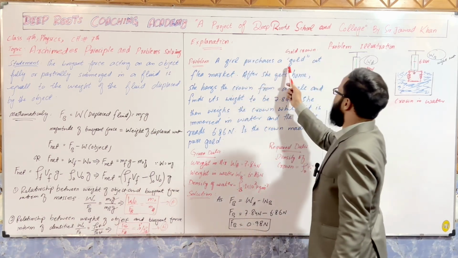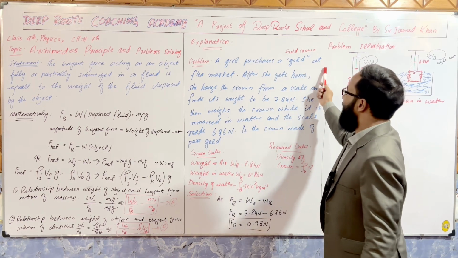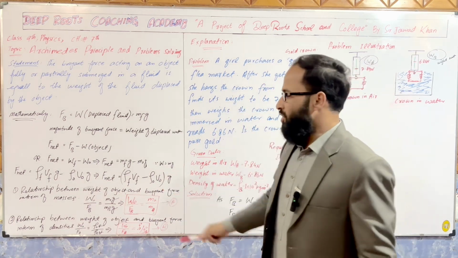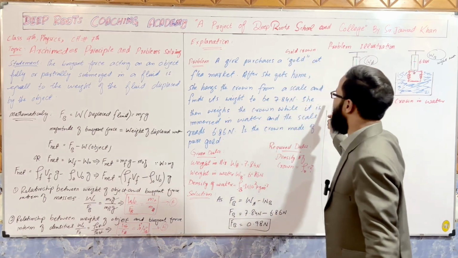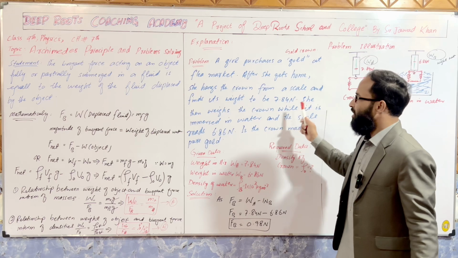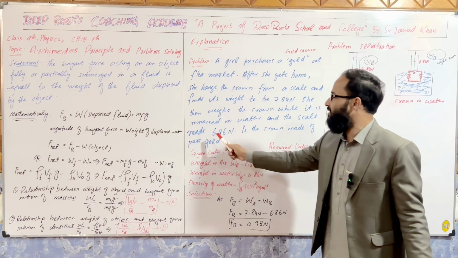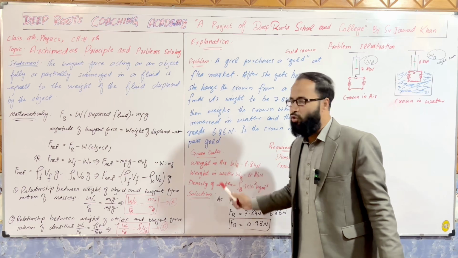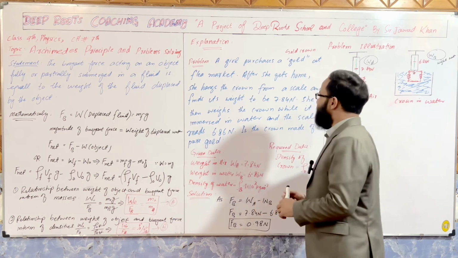A girl purchases a gold crown, or anything made of gold, at the flea market. After she gets home, she hangs the crown from a scale and finds its weight to be 7.84 Newton. She then weighs the crown while it is immersed in water and the scale reads 6.86 Newton. Is the crown made up of pure gold? The problem is very easy and very interesting.